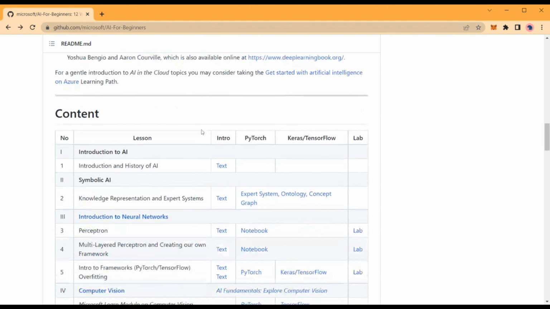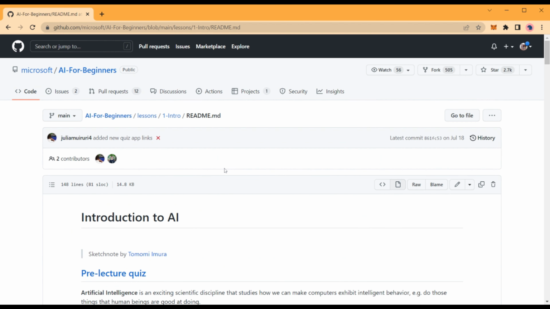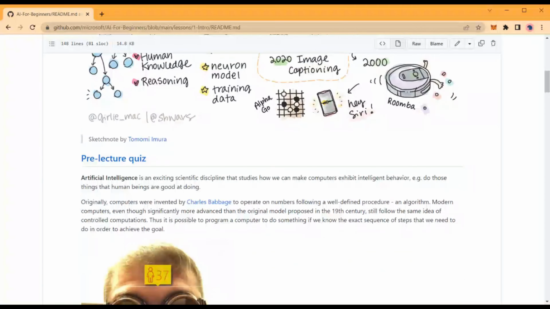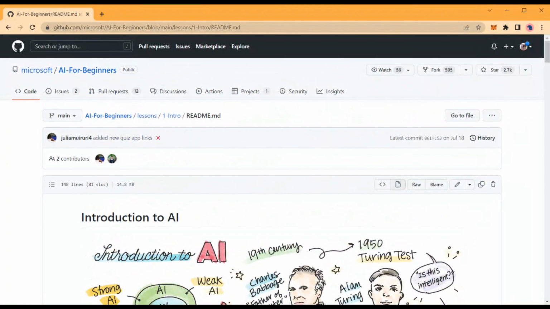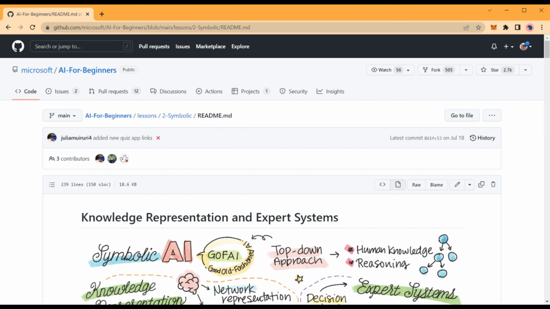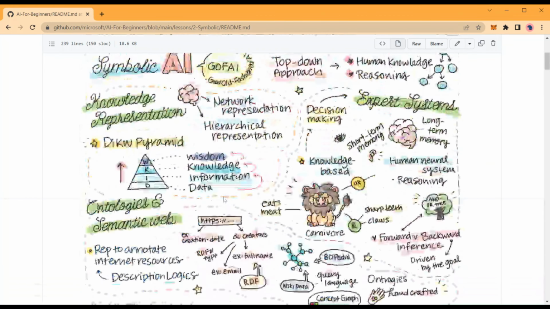So I'm just jumping to the content. First we have introduction to AI, and under that we have introduction and history of AI. Then we have a text. Clicking on this, it is a readme block, so you can have a read about the history of AI, right? Getting back, second, we have symbolic AI. Under that, we have knowledge representation and expert systems. First we have to read the text one, that is the intro. You have to read this readme block.